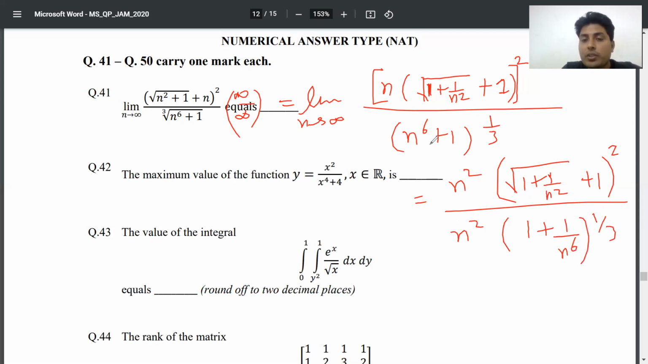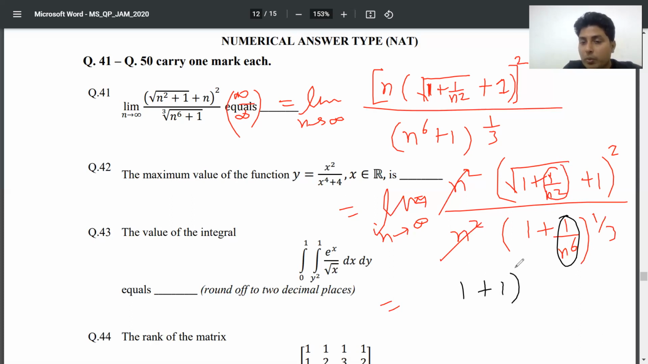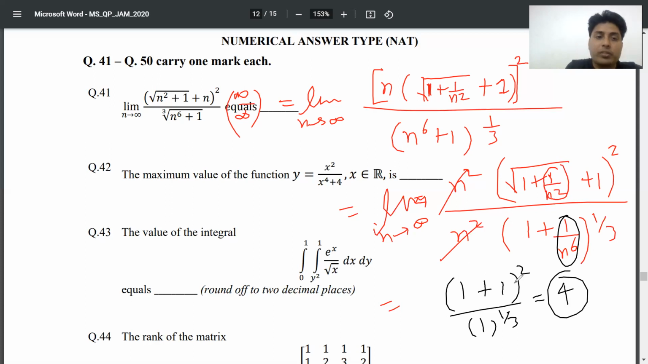So from the bracket, I choose n raised to the power 6. So n square cancels. Now we use limit n tends to infinity. Since n tends to infinity, 1 upon n square tends to 0, and 1 upon n^6 will also tend to 0. So we are left with (1 plus 1) whole square, and 1 raised to the power 1 by 3 is 1. So it's 2 square, which is 4. So the answer is 4 for the first one. The answer of 41 is 4.